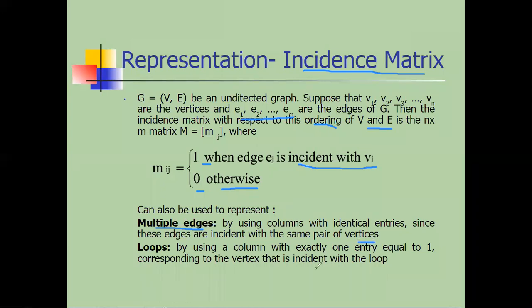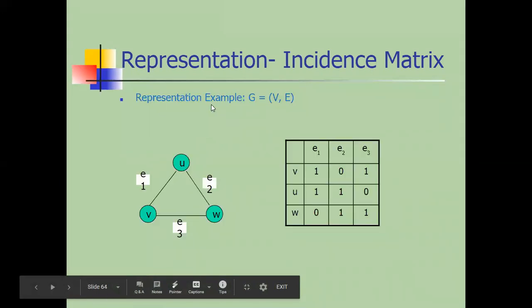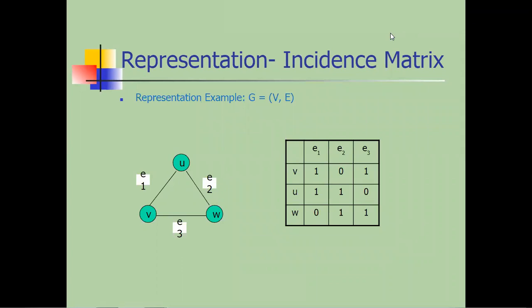We'll see how it is working. A loop is represented by a column with exactly one entry equal to one, corresponding to the vertex that is incident with the loop. We'll see this point using an example so that you can understand it. So this is a representation of the incidence matrix. Here again G is given. G is a combination of vertices and edges. Now you can see that point properly.